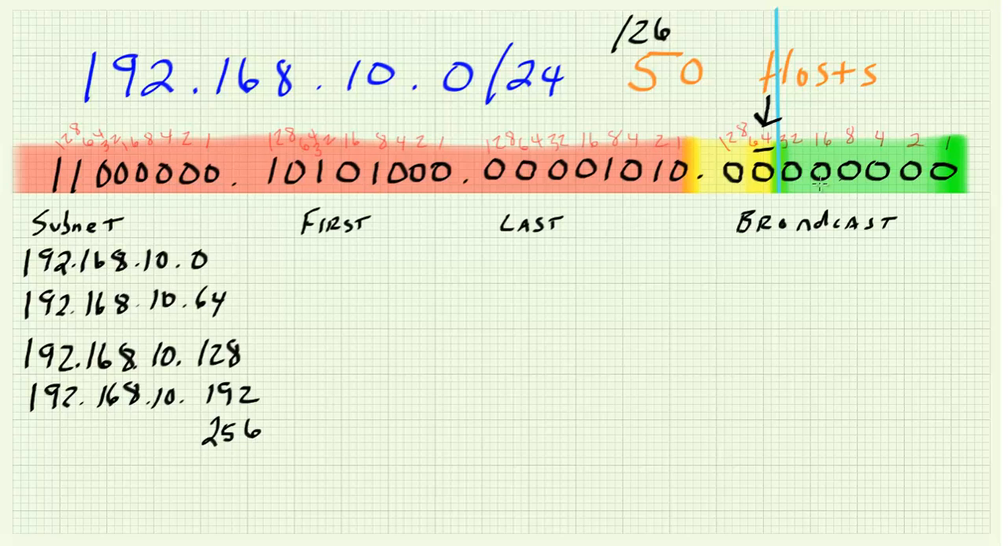So maybe you can see where I'm going here. I'm going to go through and figure out what is the broadcast ID for each of these subnets. And I'm going to do it by taking the next subnet and subtracting 1 from it. So right now we're considering the current subnet, which is 192.168.10.0. Our next subnet is 192.168.10.64. So our broadcast for this first subnet is 1 less than the next subnet. So that'll be 192.168.10.63.